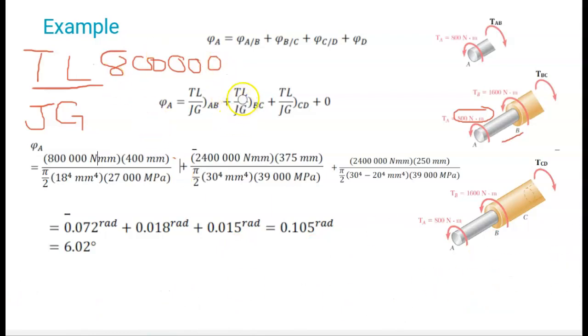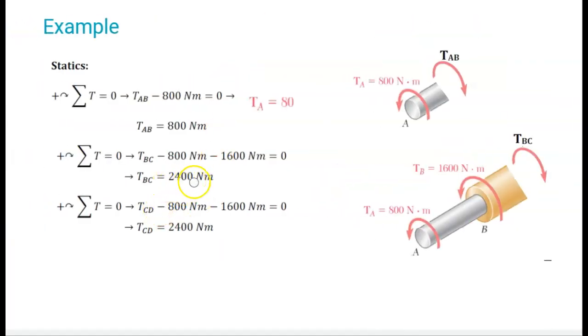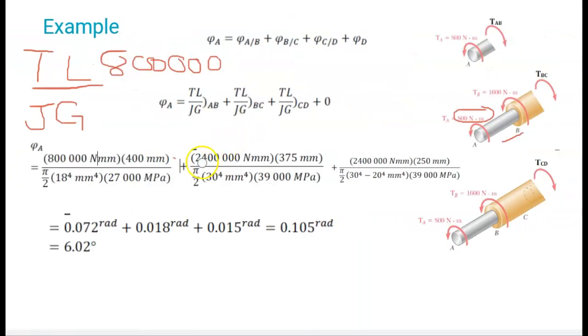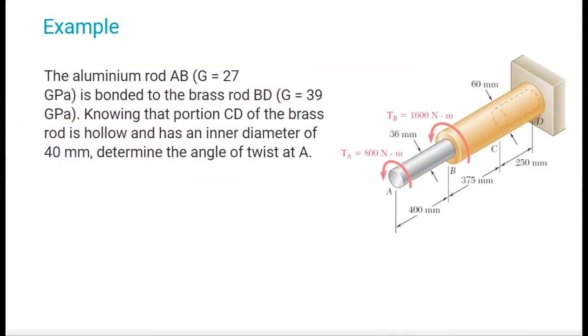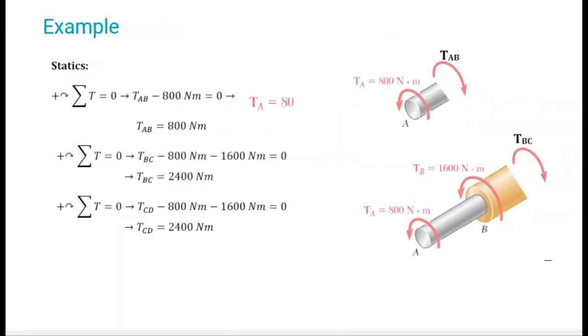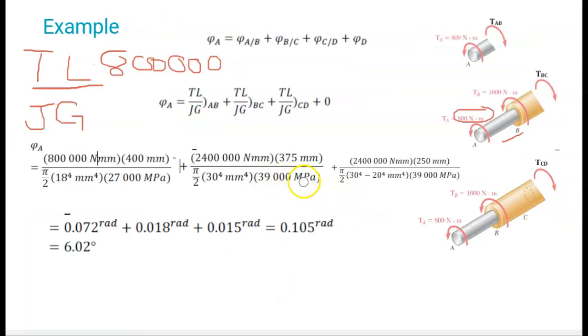T on the second part, we calculated the T, which is here, 2400, and I put that value 2400, but again that was Newton meters. 3 more zeros, make it millimeter. And the length for the second part was 375 millimeter, and the radius for that one was 30. So pi over 2 r to the power 4 will give me that one, and that's a different material. If we go back, it says it's brass and the G is 39 gigapascal. So 39, 3 zeros, and megapascal.